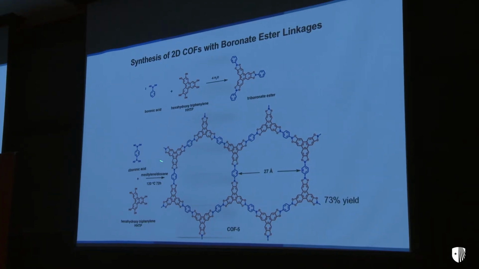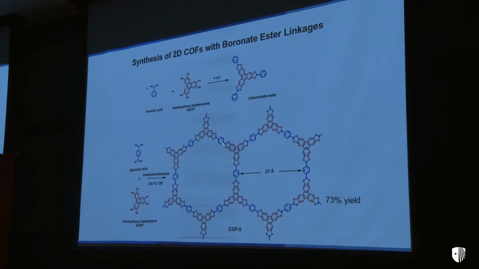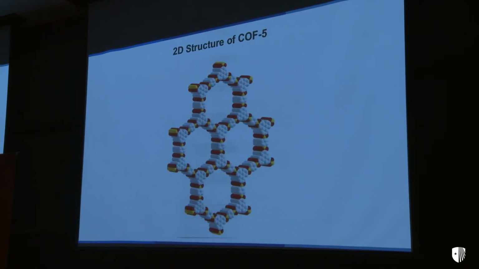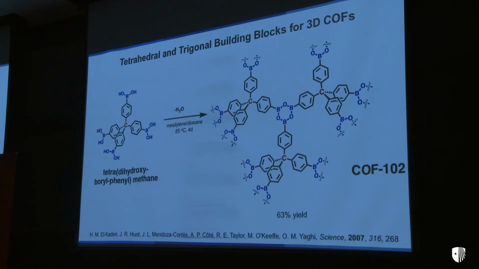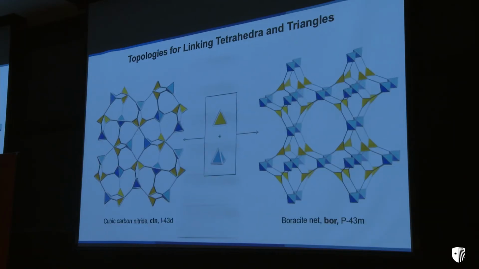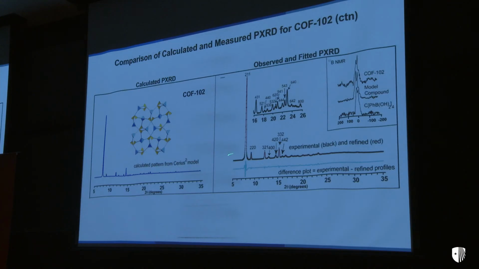This is now, instead of boroxine, you're making boron ester linkages, larger pores. Reticular chemistry comes to work. And in this case, it's eclipsed. You can make a three-dimensional structure by having a three-dimensional building unit. And in this case, you have a tetrahedron and a triangle. We know what structures to form. It's either this one or this one. Simulate their X-ray powder diffraction, compare it to the found X-ray powder diffraction.